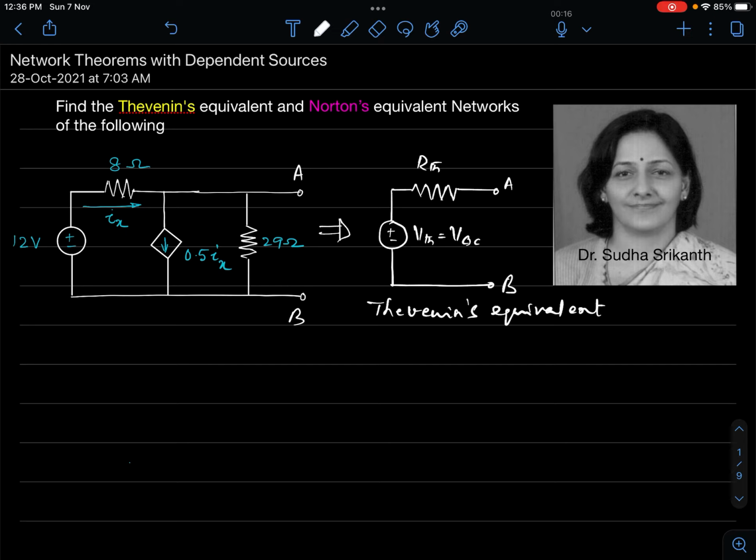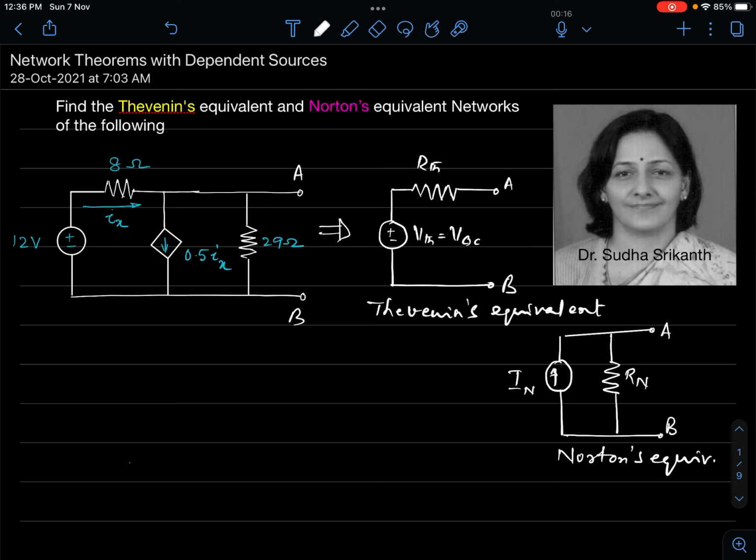How does a Norton's equivalent appear? Norton's equivalent would be like this. You will find the Norton's equivalent to be of this nature. We will have a current source. Current source, as we know, has a resistance or impedance in parallel. This is the Norton's resistance, and here this is the Norton's current source. Now this is the current source equivalent. This is Norton's equivalent, between the same pair of terminals A and B.